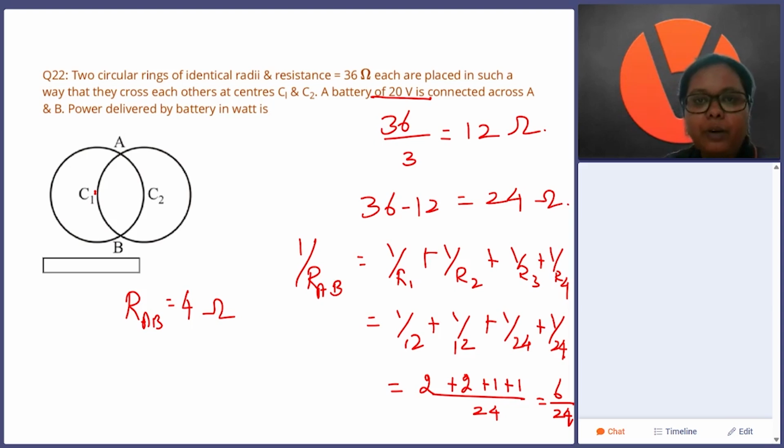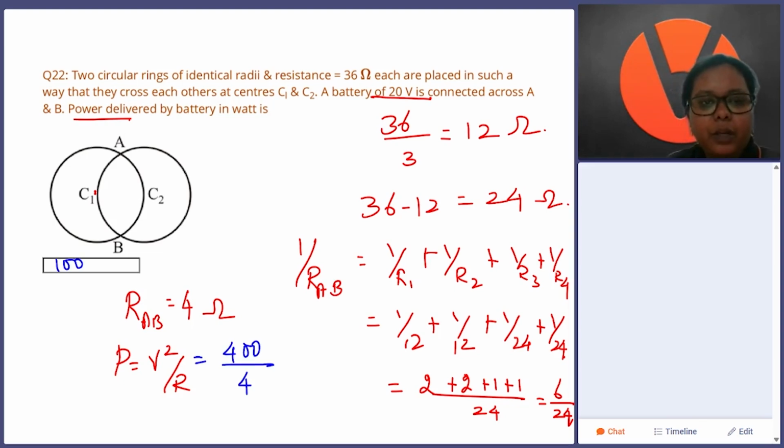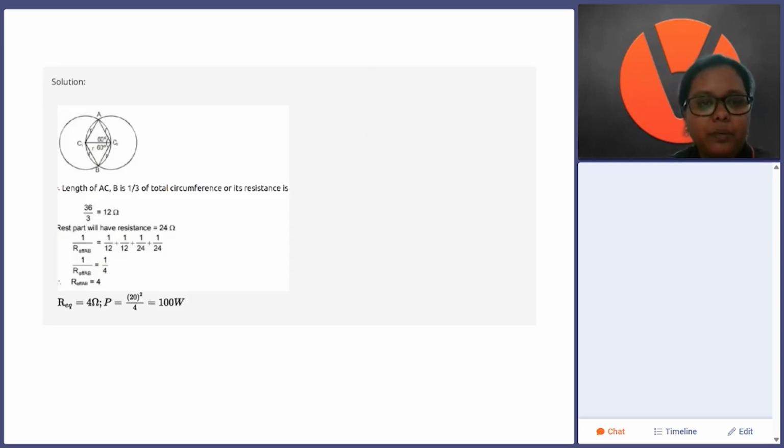This is connected to the battery of 20 volt they mentioned. And what they're asking is power. So power formula, what we know is V square by R. So what is V square? 400 by 4. So the answer would be 100 watt.